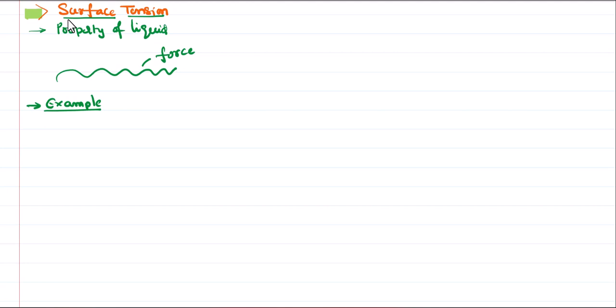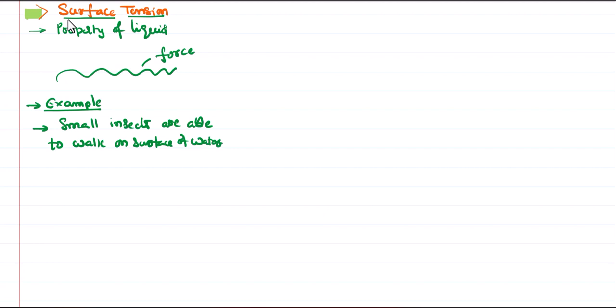You can see some things like small insects, like ants, are able to walk on the surface of water. They are able to walk on the surface of water, on liquids. This is how somebody is able to walk on the surface. So there is an ant here.